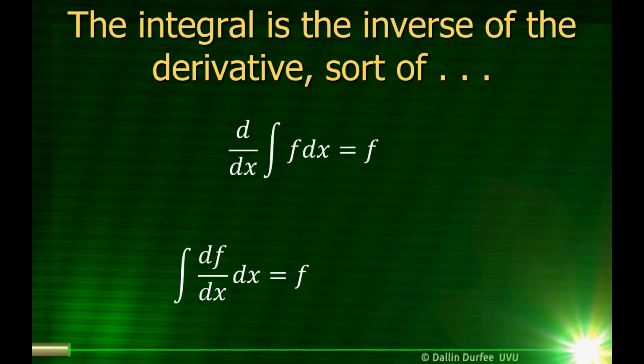Now, the integral is the inverse of the derivative, sort of. So if I take the integral of f dx, and then I take the derivative of it, as shown here in the top equation, if I take the integral of f and then take the result of that and take the derivative of that, I get f back, all right? If I take the derivative of f and then I integrate that, I get f back almost, plus a constant.